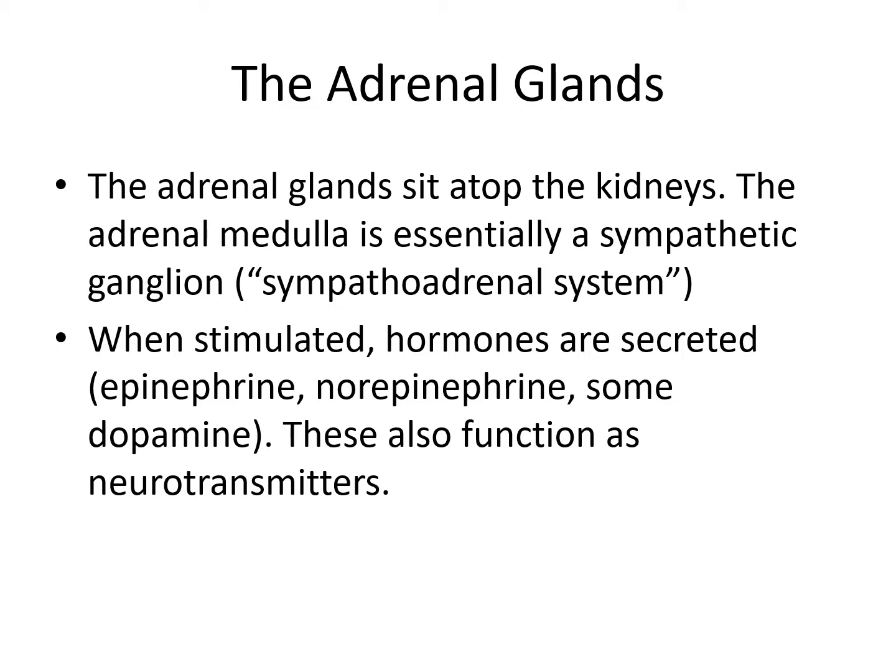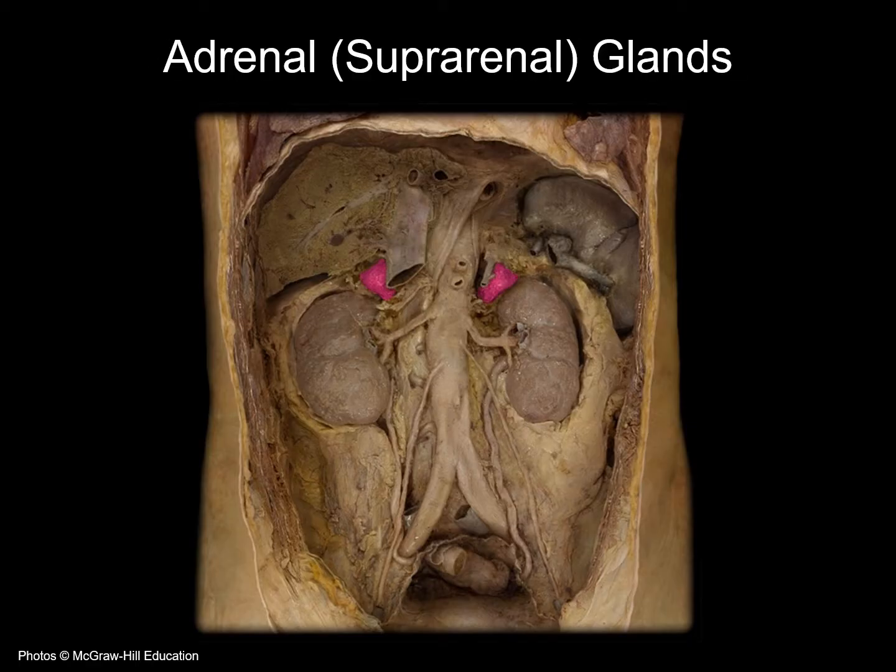So it's known as the sympathoadrenal system. And when stimulated, hormones such as epinephrine, norepinephrine, and some dopamine are going to be secreted. And these are known as catecholamines. They also function as neurotransmitters. So the adrenal glands are highlighted here. So our kidneys, and then our adrenal glands. So the medulla, or the inner part of those glands, are going to have some shared features with the sympathetic nervous system and some shared functionality.